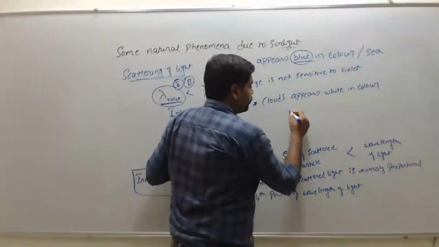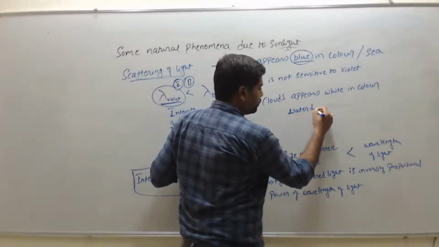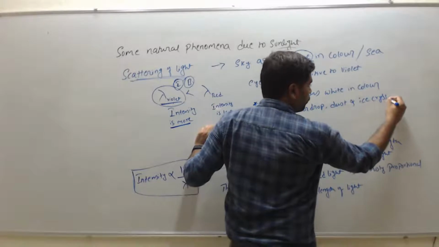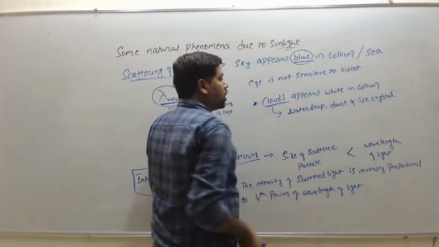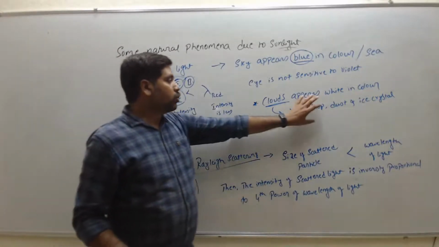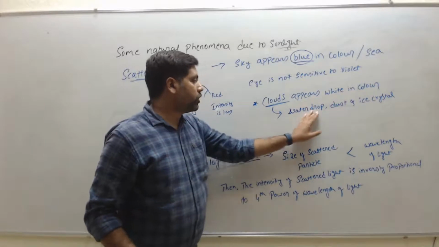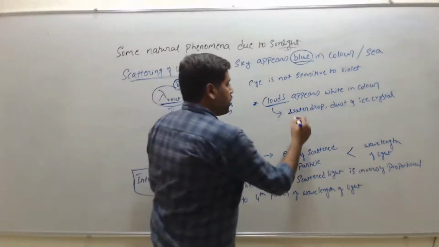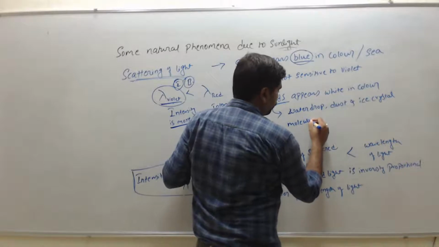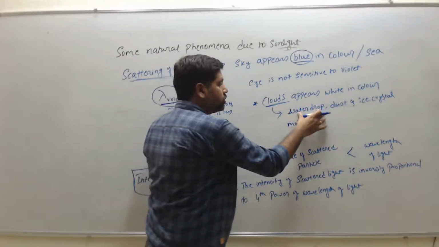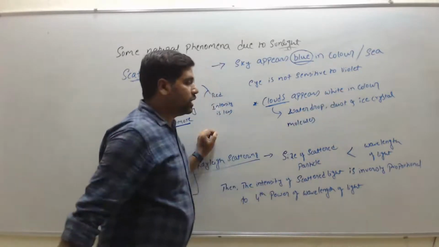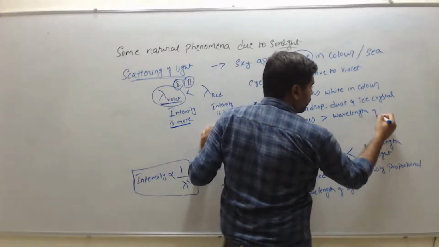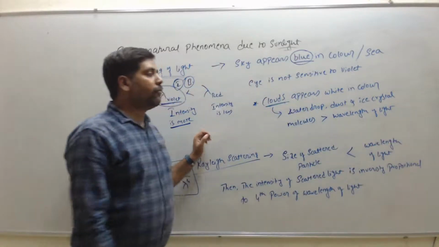The clouds contain water drops, dust and ice crystals. The size of the molecules of these particles, that is the water drops, dust and ice crystals, is greater than the wavelength of light.